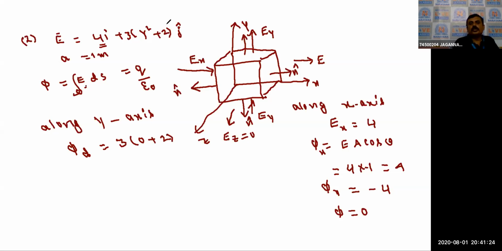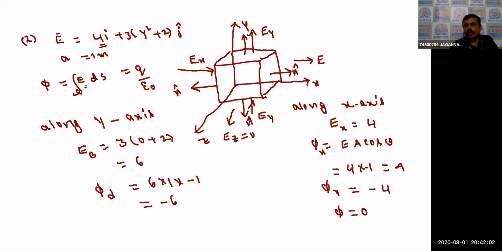This is the electric field at this point, the bottom. At the bottom, how much do we get here? 6. So the downward electric flux is equal to 6 into the area, which is also 1, and both are in opposite directions, so we get minus 1. So this is equal to minus 6.